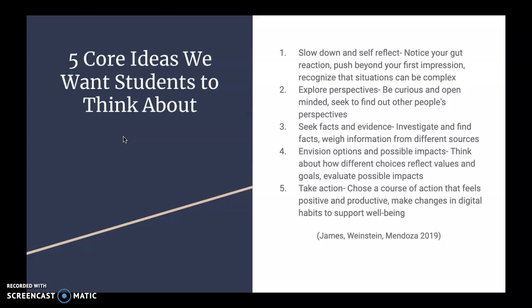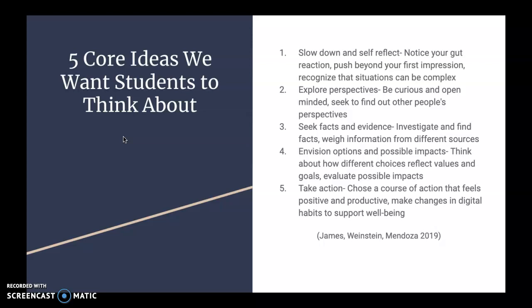4, envision options and possible impacts. Think about how different choices reflect values and goals. Evaluate possible impacts. And on this one, we show there's a ton of famous people right now that are getting quote unquote canceled because of tweets and different things that they do. And we want to talk about how those choices that they made have affected their lives.